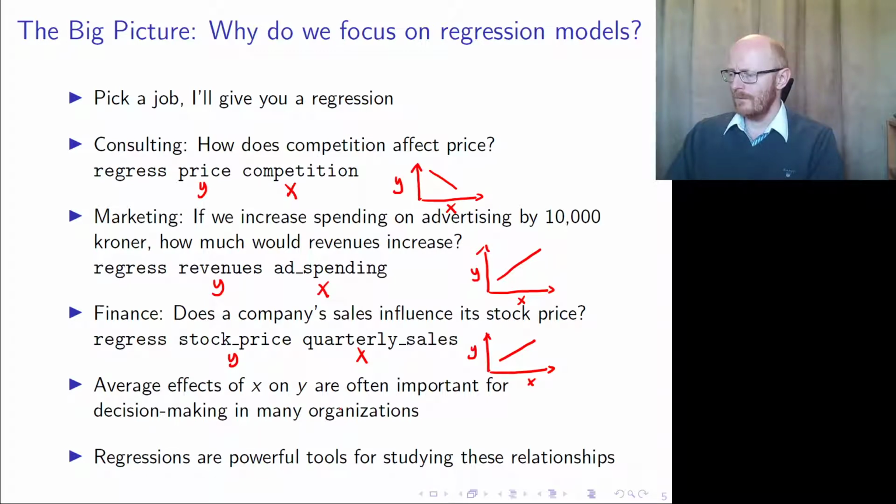And often the average effect of x on y is quite important, and you can virtually find an unlimited number of examples of this. That's why we use regression, because it's really a tried and tested method which we understand and which is simple to use, and that's what makes it powerful.